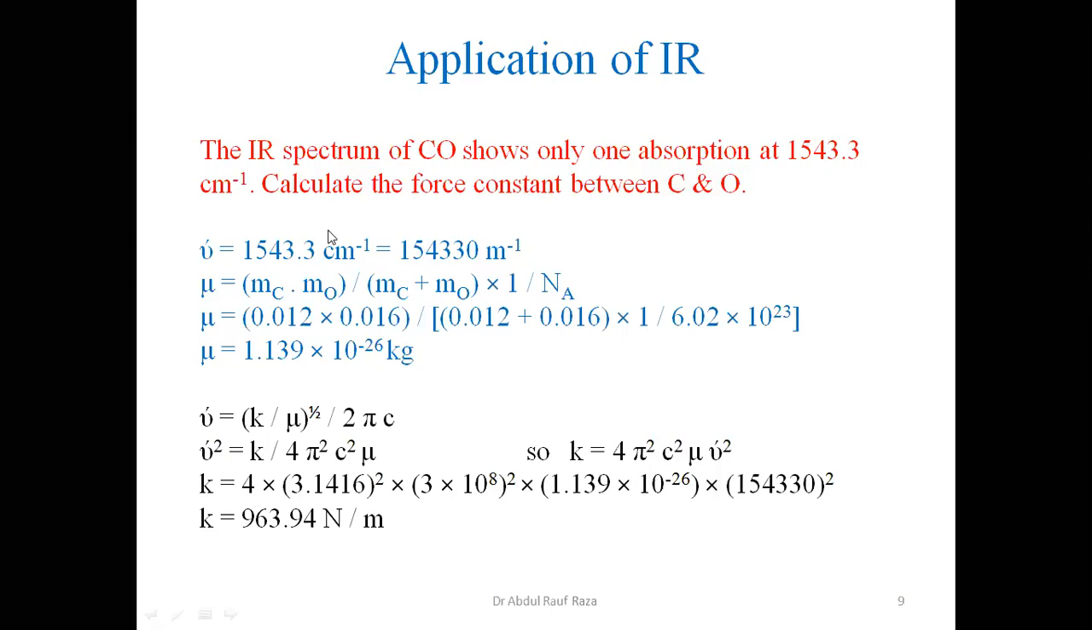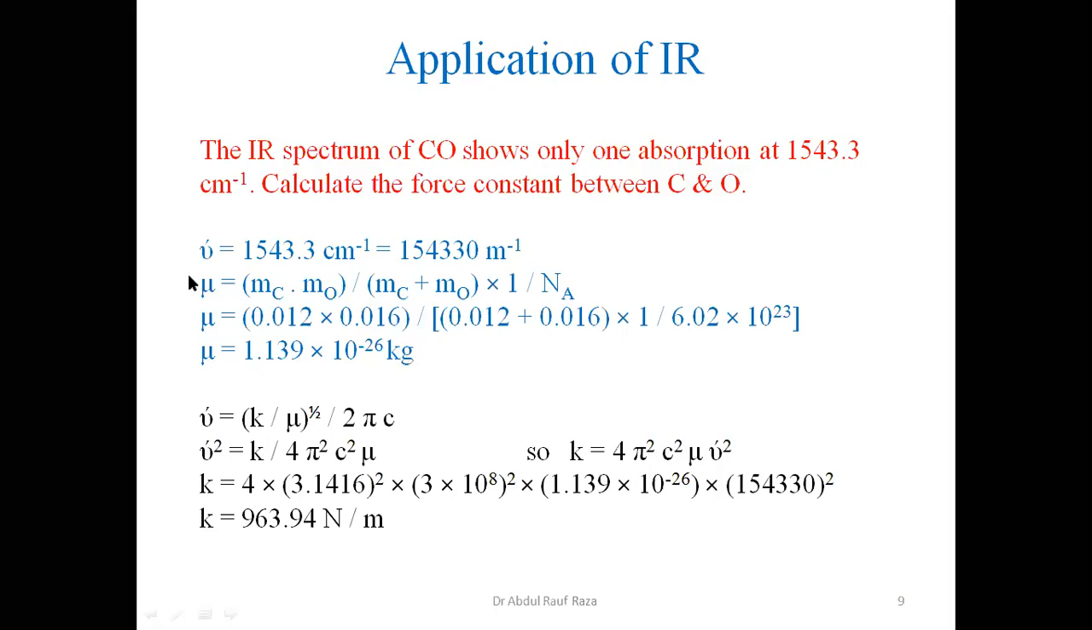Now we are going to calculate the reduced mass, the reduced mass between carbon and oxygen. Mass is multiplied and added. And we are going to calculate per molecule, because this is the value per molecule, so we are supposed to divide this by Avogadro's number as well. Once we divide this, we come to know the reduced mass is 1.139 into 10 raised to minus 26 kilograms. Same value you have seen in microwave studies.